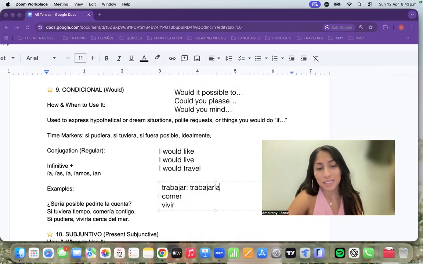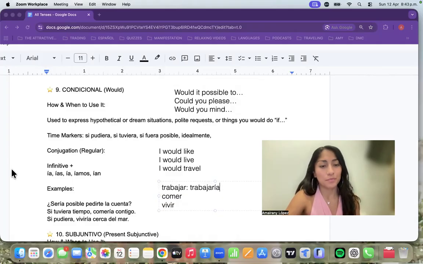Comer, I would eat, comería. Comerías, comería, comeríamos, comerían, okay? And vivir, sorry, I would live, viviría, vivirías, viviría, viviríamos, vivirían, okay? So that's how you're going to use the conditional.